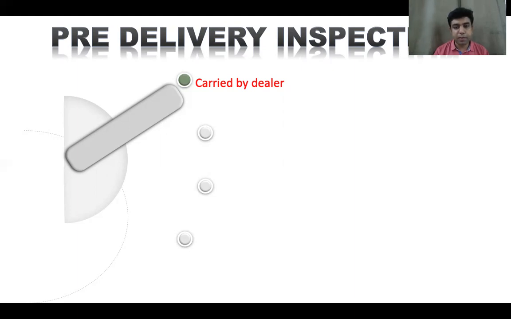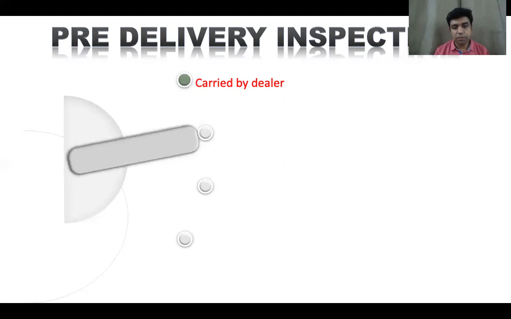They need to tick mark all the criteria given in the PDI sheet. After that only can the dealer hand over the car to the customer. If any of the criteria is not fulfilled, then the dealer can be blamed. Okay, so the dealer performs this pre-delivery inspection. What basically do they perform? They check the odometer.